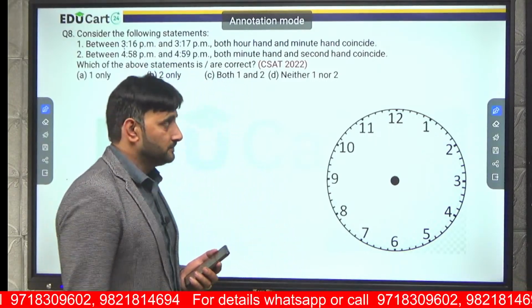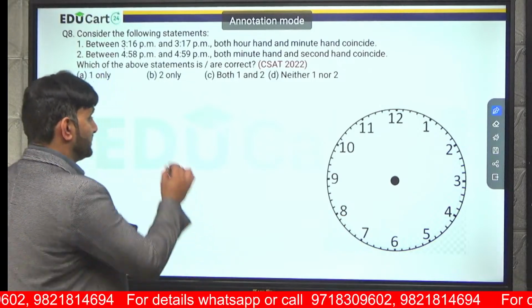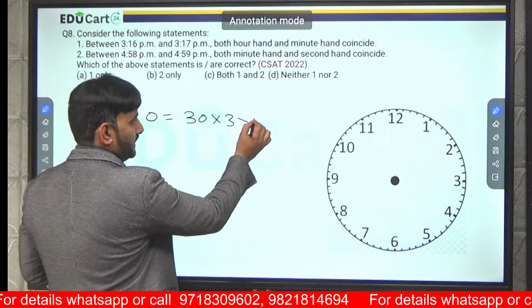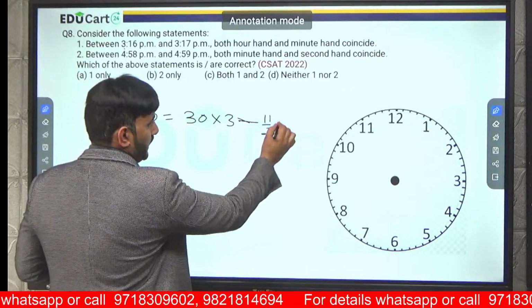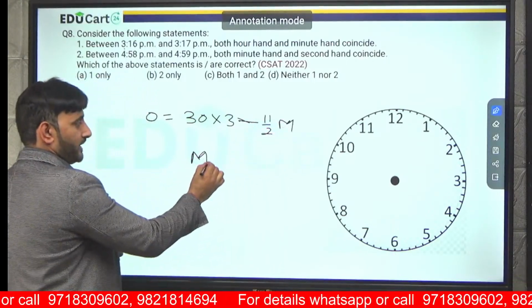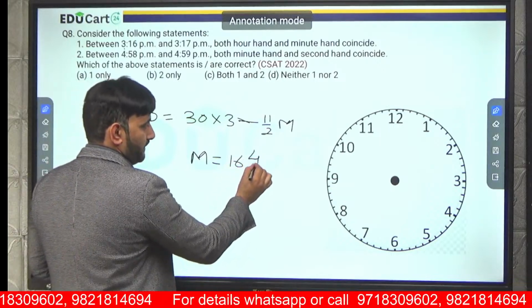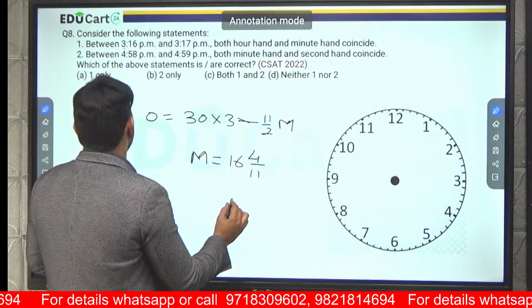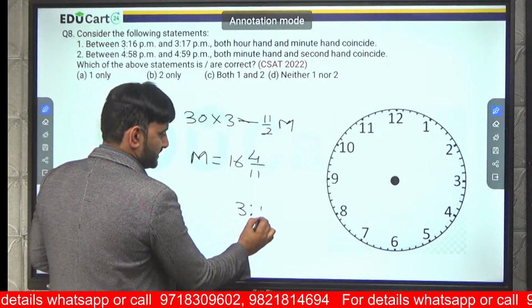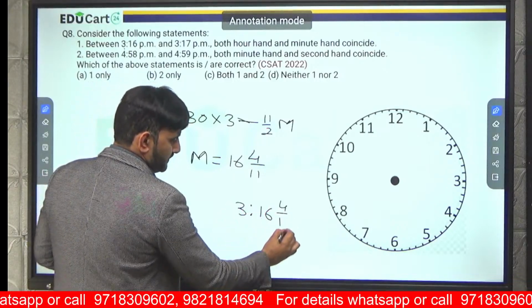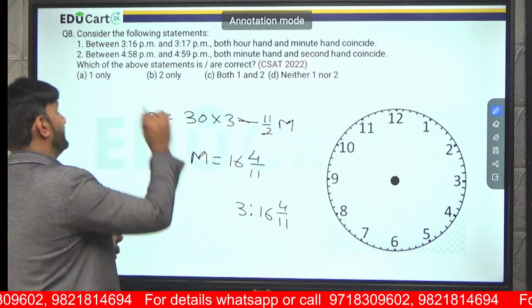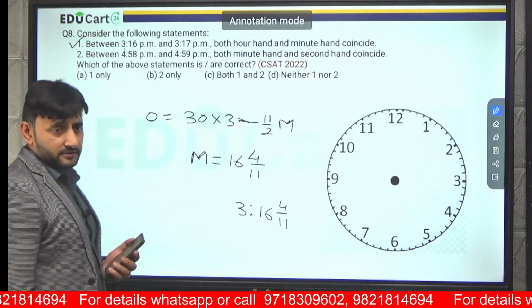H will be 3. And they are coinciding, it means theta is 0. That is equal to 30 into 3 minus 11 by 2 into m. Upon solving, we are getting m equal to 16 4/11. So the minute and the hour hand of the clock are meeting at 3:16 4/11. So is the first statement true? Is this time between 3:16 and 3:17? Yes, the first statement is true.